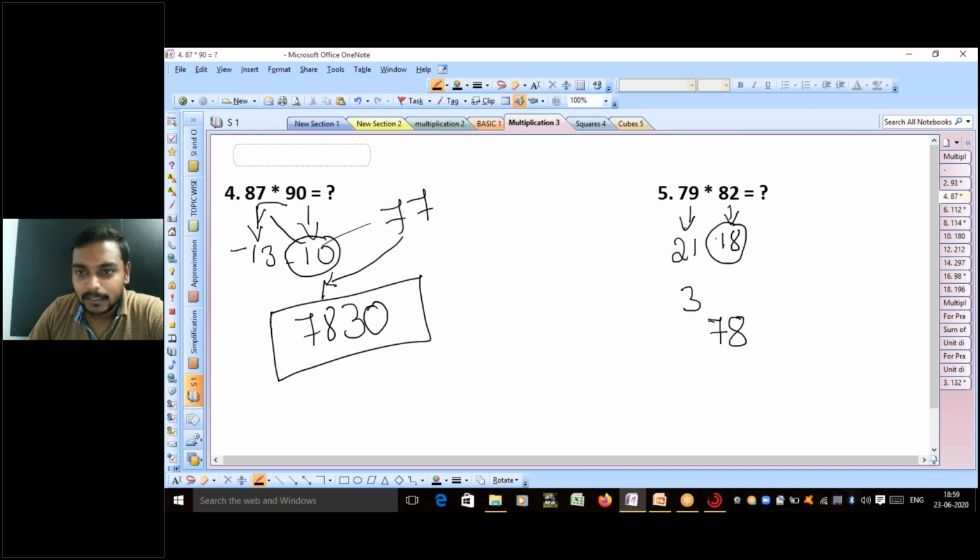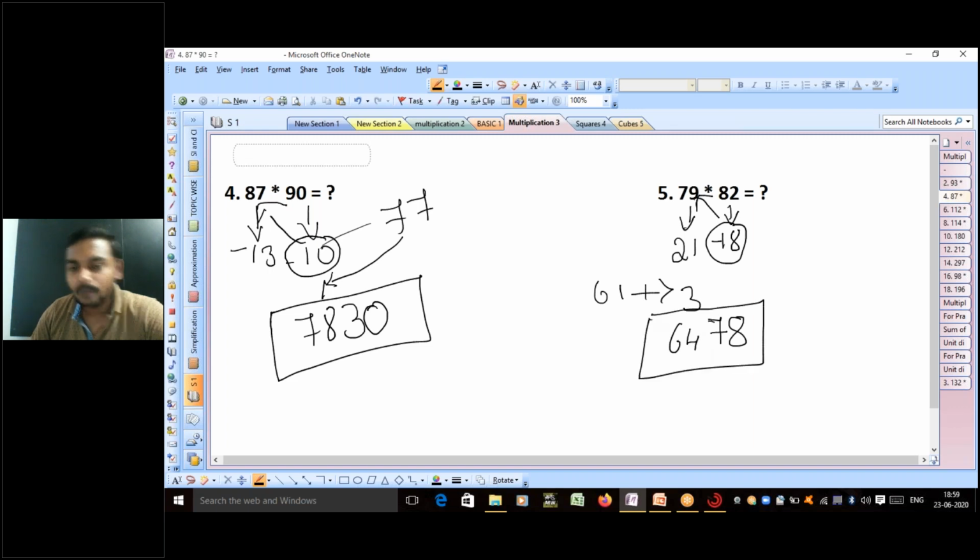Just subtract 18 from 79. You will get 61. 61 plus this 3, it will become 64. So answer is 6478. If you have any doubt, just let me know in the comment box.